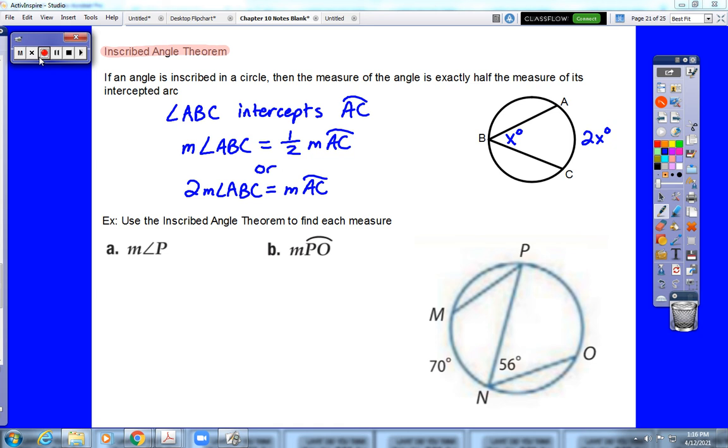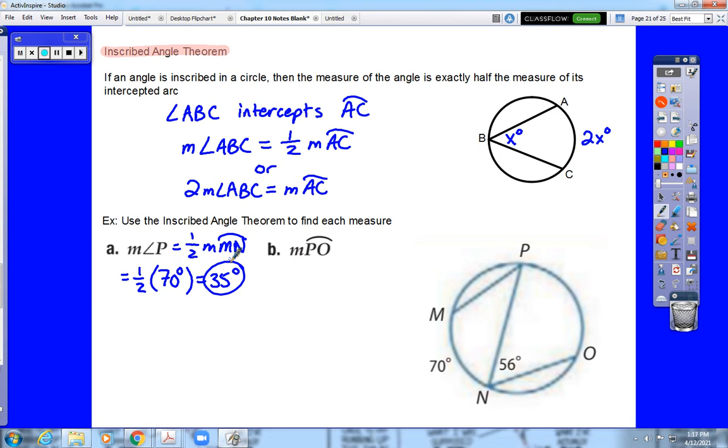And in the picture, we have that arc MN has a measure of 70 degrees, and angle PNO has a measure of 56 degrees. So the first question says find the measure of angle P. Well, angle P is an inscribed angle, yes? So if angle P is an inscribed angle, it is equal to 1/2 the measure of the intercepted arc, which is arc MN. So the measure of angle P would be 1/2 times what? 70 degrees, good, which is 35 degrees. Done.